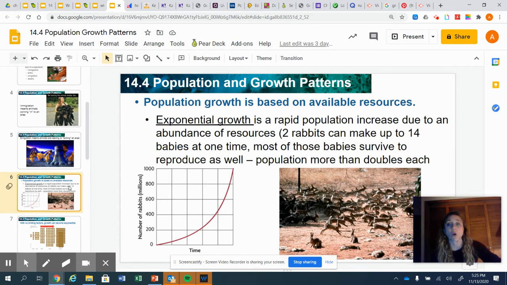Okay. Population growth is based on the available resources. So exponential growth is population growth that is not inhibited by anything. It's not limited by anything. It has an abundance of resources like tons of food and no natural predators, right? So rabbits are a great example of that because they breed quite successfully in the wild. 2 rabbits can make up to 14 babies at a time. So you have that exponential curve.